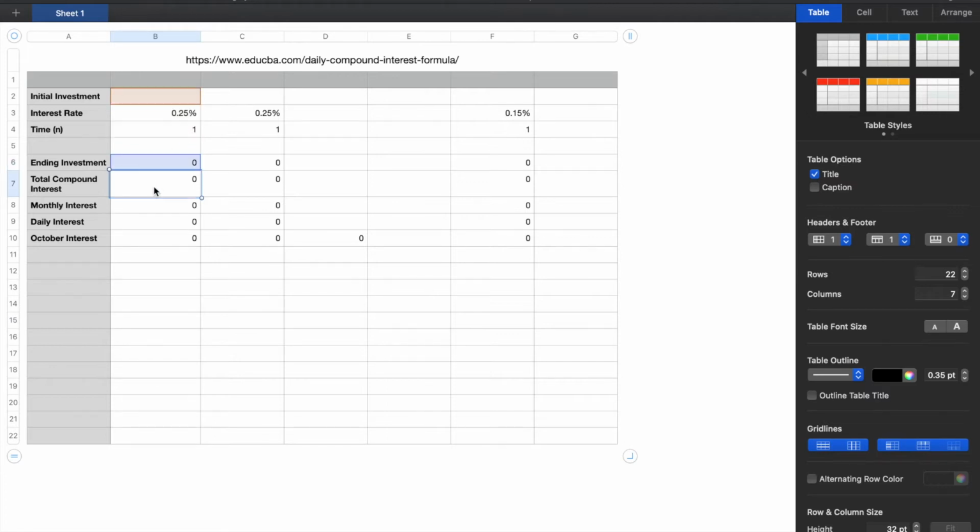And then the total compound interest is just the ending investment minus the initial investment to see how much interest you've earned. Then you divide by 12 to get how much you'll get by month. And then you divide by how many days it's been to get it by day. And this was the key component here. I couldn't just calculate by monthly. I needed to do it by daily because that's how it accrues daily. So that's how they figure it out.